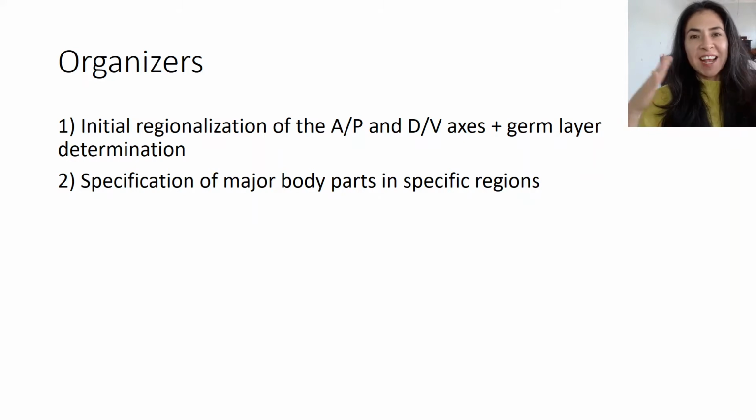Organizers. So the second half of thinking about regionalization and organizers. Now, the initial regionalization of the AP and DV axes plus the germ layer determination is going to involve those anterior and posterior organizers, as well as things like the Spemann-Mangold organizer. But then we also have organizers that are specifying major body parts in specific regions, like a limb organizer.